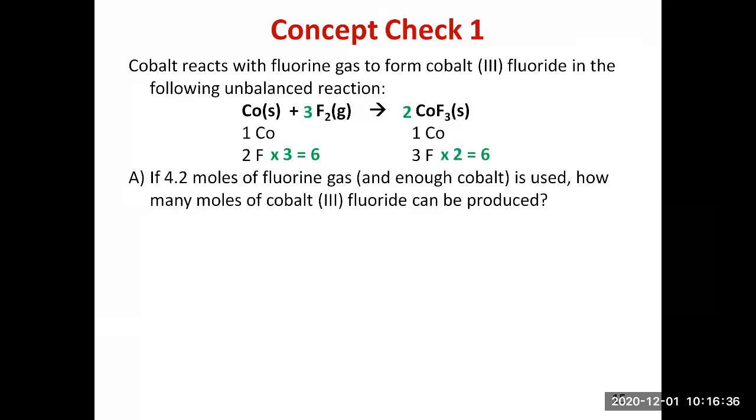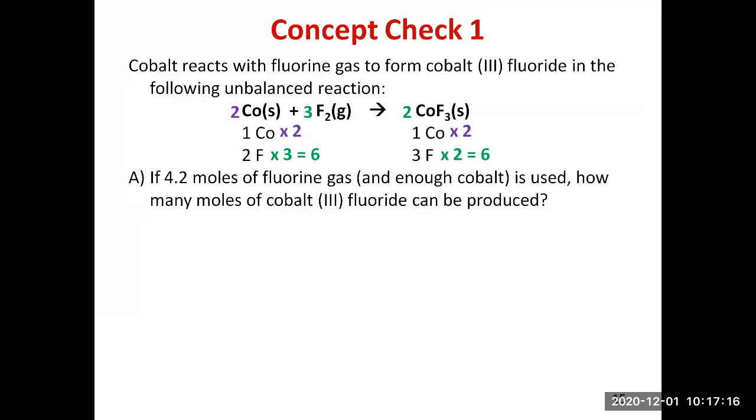But we have unbalanced the cobalt by having the coefficient 2 in front of COF3. Now we have 2 cobalt on the right. So we need to make it 2 cobalt on the left by multiplying by 2 in front of CO. So that's going to be the final balanced equation now. 2 cobalt will react with 3 fluorine gas to make 2 molecules of COF3 solid. So COF3 is actually an ionic compound, so we would say 2 formula units of COF3 and not molecules.